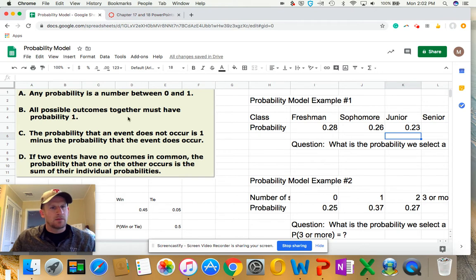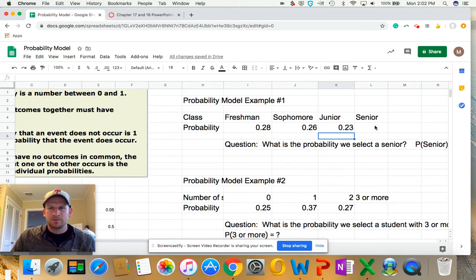And indirectly, we're going to use part C. The probability that an event does not occur is 1 minus the probability that the event does occur. So how do we use that rule in this example? Well, I want you to think of the opposite of a senior. Just like before we talked about win and loss, the opposite of a win is a loss.